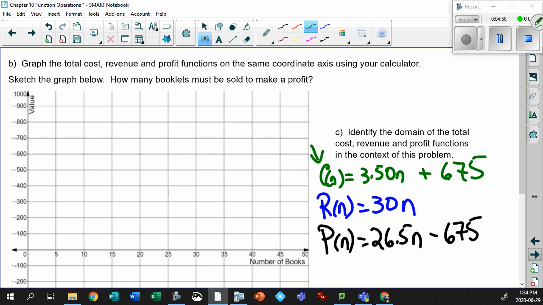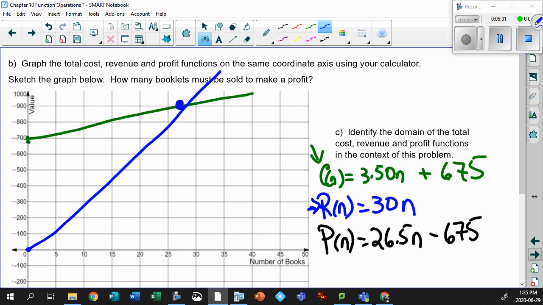675 is way up here, somewhere right around here. But the cool thing is this is going to go out and give you a fairly flat line, with a slope of 3.5. So the line is going to look something like this. Now, the other cool thing here is this. Here comes your revenue. Your revenue starts at 0, and you start making money by selling booklets. So you're going to look something like that. And those two are going to intersect right about somewhere around there.